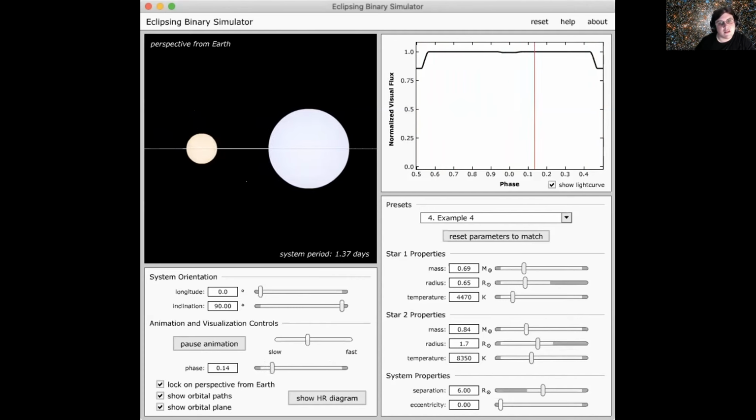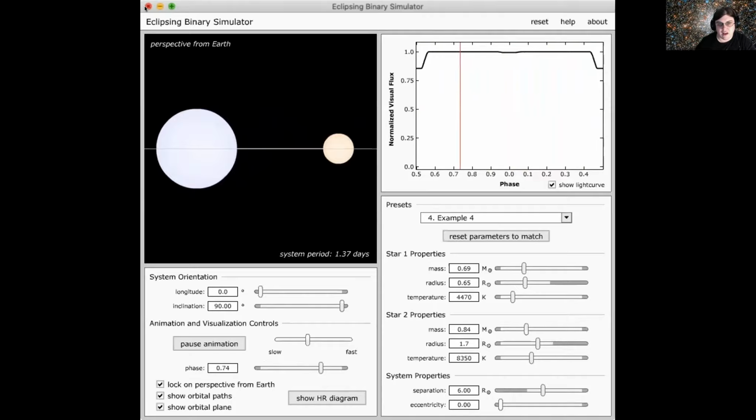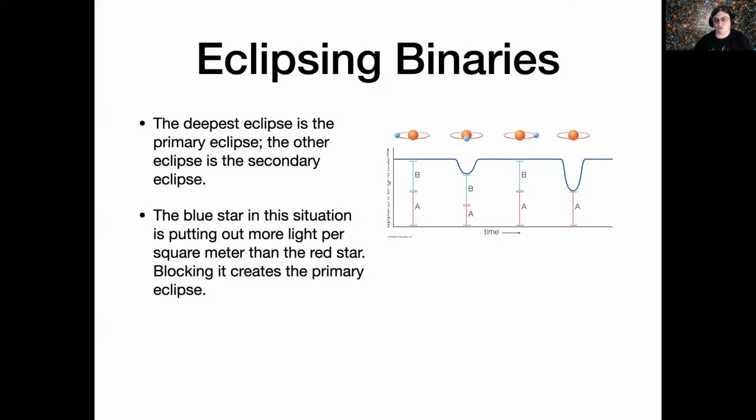While the details depend on the size, which one is bigger only depends on which star is hotter. So that's the important thing. We can tell which star is in front by which one's the bigger eclipse. A bigger eclipse means the cool star is in front, the red star is in front. A small eclipse means the blue star is in front, regardless of their size.